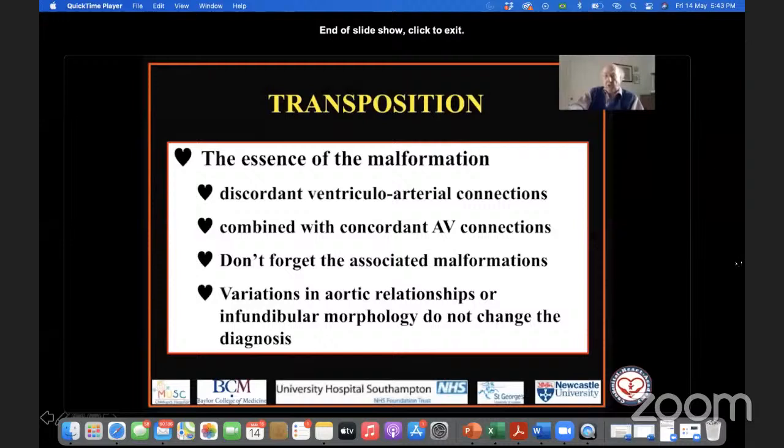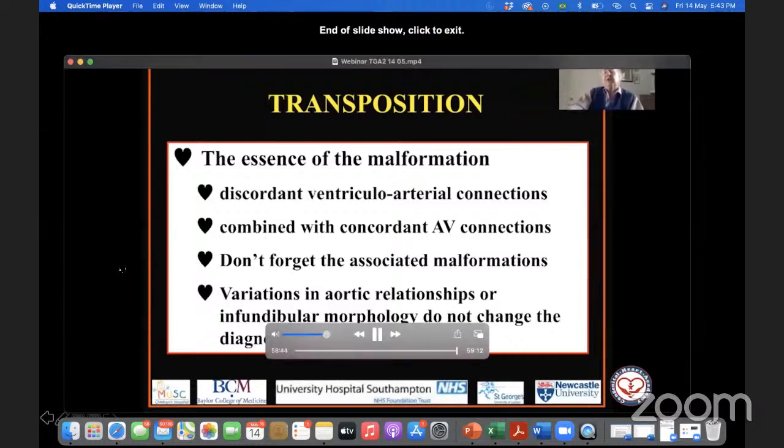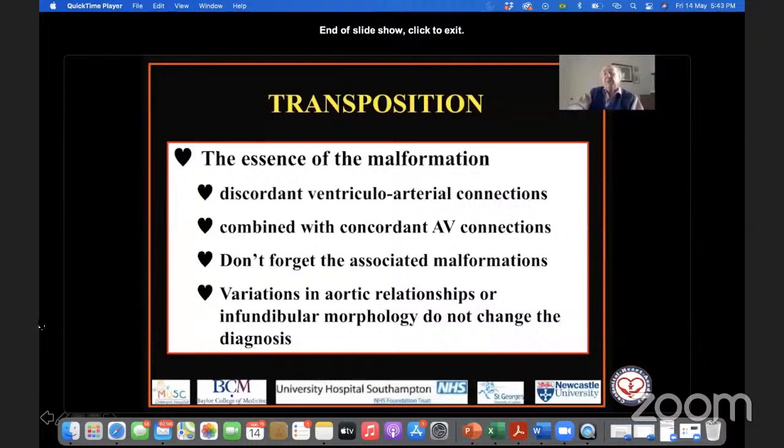But then we should also remember that variations in our aortic relationships or infundibular morphology do not change basic diagnosis, because what we have been discussing is the combination of abnormal segmental connections, in this instance at the ventricular arterial level. So what we have been discussing is discordant ventricular arterial connections combined with concordant atrioventricular connections, transposition.